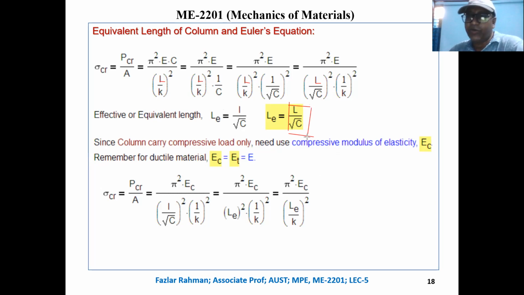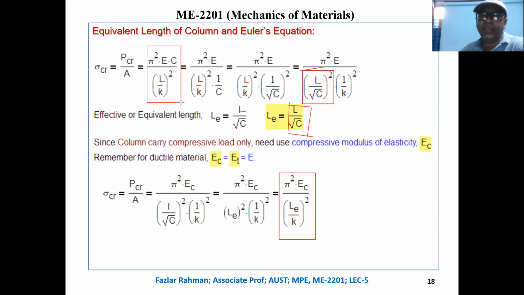And I will explain it. What is the effective length of column? Right now, you just remember, effective length of column LE equals L by root over C. Now instead of this term, right over here, I can put LE, LE square by K square. So after simplification, we are getting this equation: pi square E divided by LE by K square. If you don't like this format, you can use this format. The result will be the same.